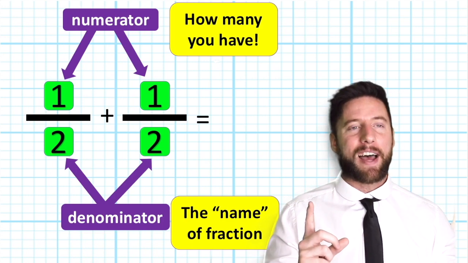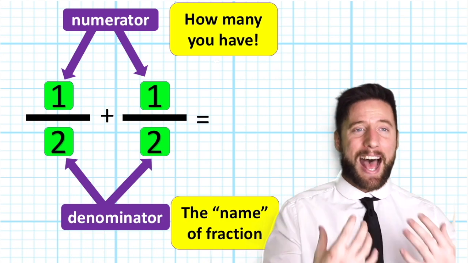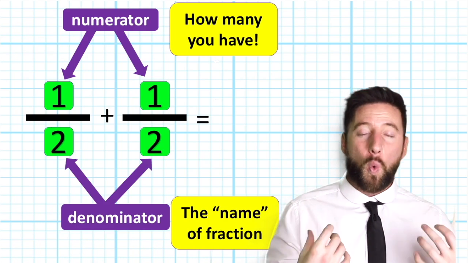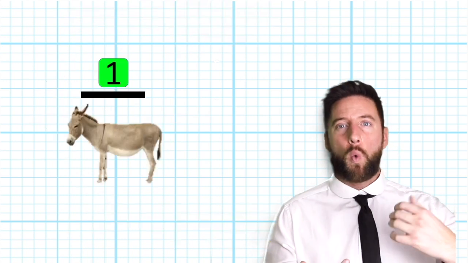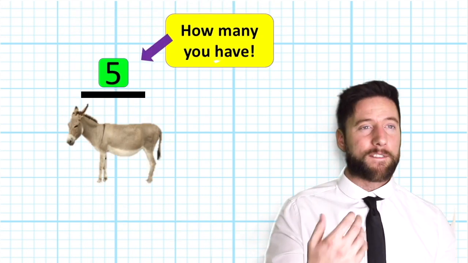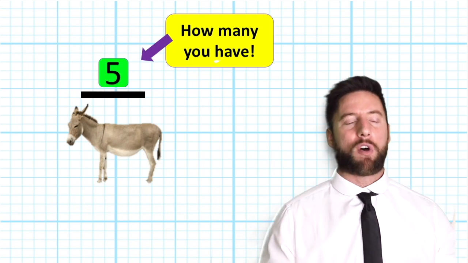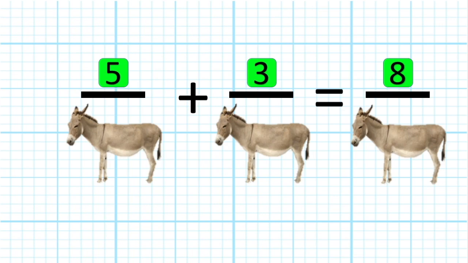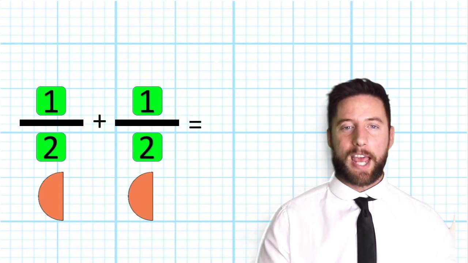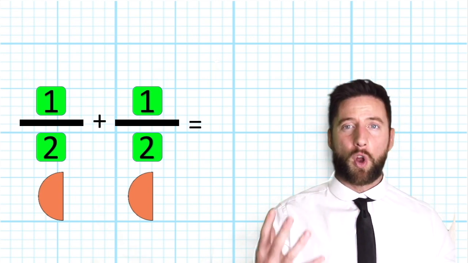Once we can understand that, once we can start to think of a numerator as the number, the volume, the quantity of the fractions we have, similar to saying 1 donkey, 3 donkeys, 5 donkeys. It's just the name of the fraction. So if we think of it like that, the numerator is how many we have and the denominator is what the name is, then we can simply add the numerators or subtract the numerators to give us our new value.